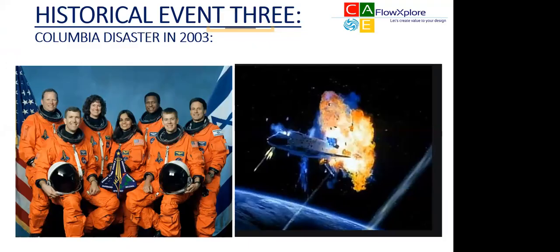And this is a horrible moment. In 2003, even NASA launched the Columbia flight, and a lot of people were there, a lot of astronauts were there, and we were proud to say that Indian Kalpana Chawla was also there. But it was really horrible when that came to a disaster moment. That was really a bad situation. Before landing, it got blasted.